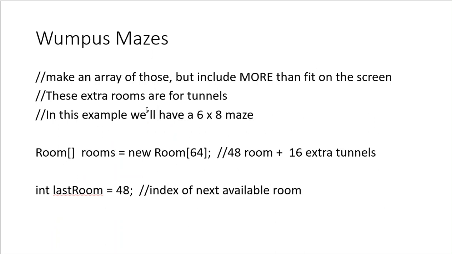What I did was I used an array because I was in assembly language. If you're in a more modern language, obviously a list is probably the way to go. So I reserved space for more rooms than we're actually going to see on the screen. In this example, I'm going to talk about a 6x8 or 8x6 maze. That'd be 48 rooms, but I'm going to allocate 64 rooms because when we start adding tunnels, we're going to use up those extra rooms.